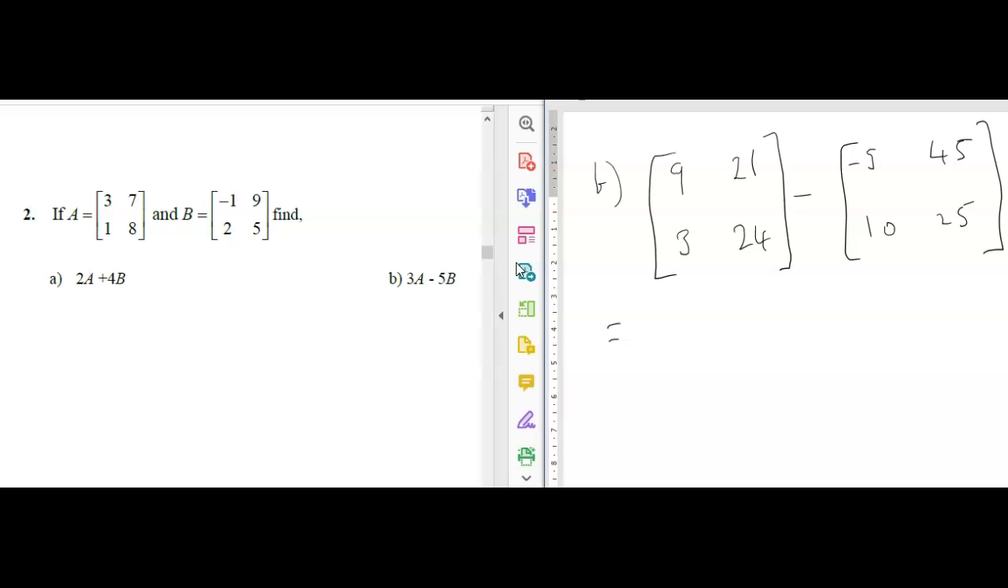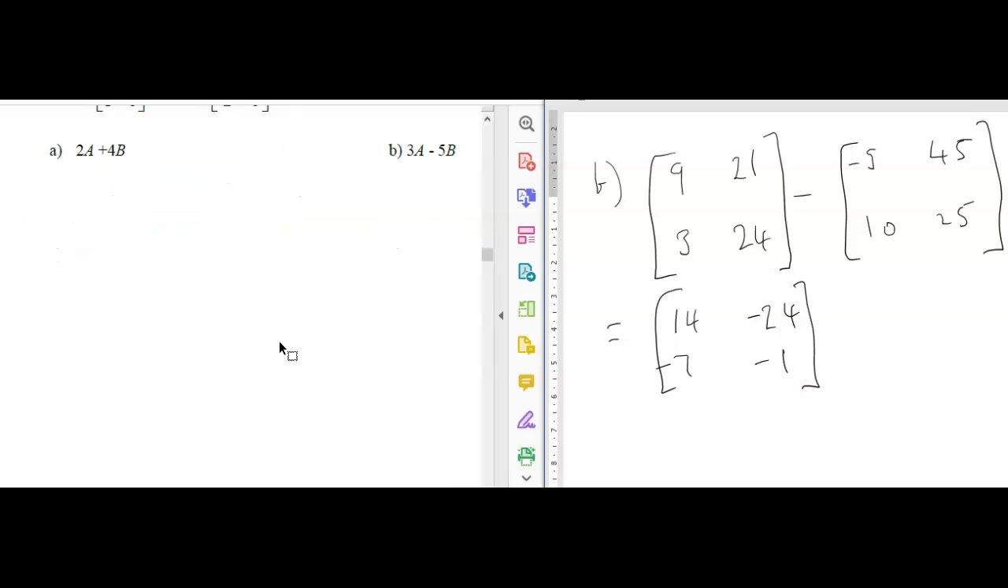So we've got 9 minus -5, so that becomes 9 plus 5, which is 14. 21 minus 45, oh gosh, it's requiring me to do a bit of thinking there. 3 minus 10 is -7. And 24 minus 25 is -1. And we put our square brackets on. Scroll, scroll, scroll.